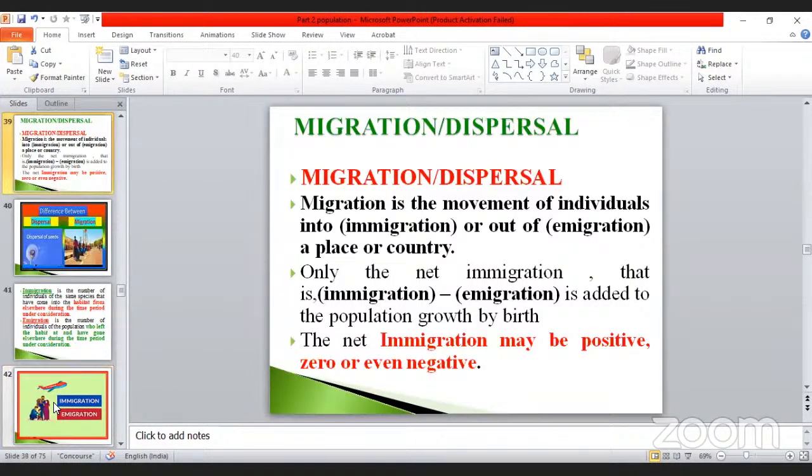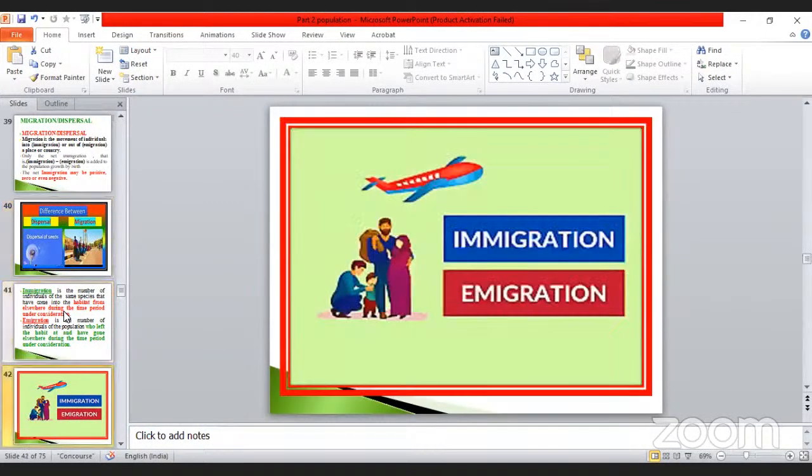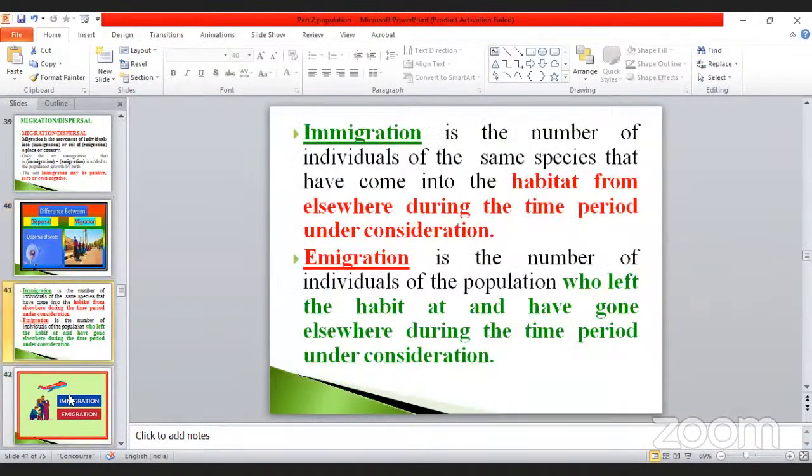Migration and dispersal. Migration we already discussed. Migration is the movement of individuals into or out of places or countries. Only the net immigration, that is immigration minus emigration, is added to the population growth by birth. The net immigration may be positive, 0, or even negative. This one is called dispersal, and this one is called migration. Migration means moving, and dispersal means scattering. Immigration and emigration we already saw.